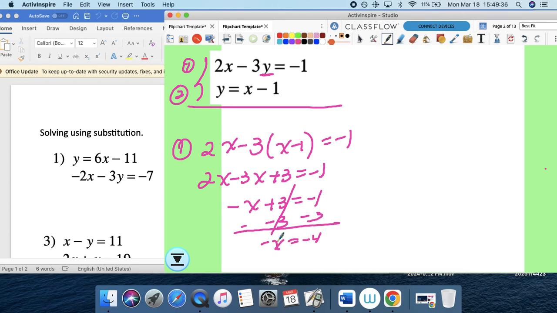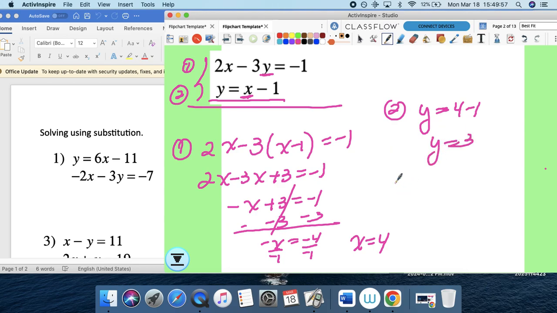You can divide both sides by negative 1, or multiply both sides by negative 1, whatever you want to do. And x equals 4. So I know what x is. Now I'm going to find what y is. So I'm going to take this equation, equation 2. y equals, and instead of x, I'm going to write 4. 4 minus 1, and y equals 3. So the point of intersection of these two lines is the point 4 and 3.